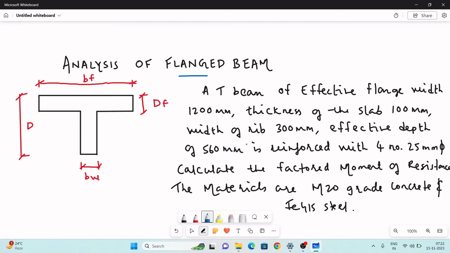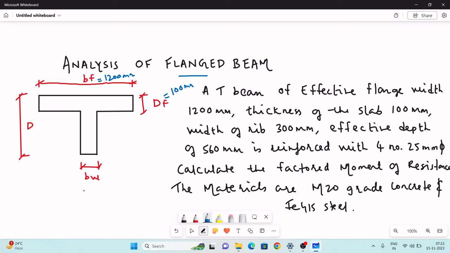Okay, so we will see one problem. A T-beam of effective flange width 1200 mm. So they have given the width of the flange, that is 1200 mm, and thickness of the slab is 100 mm. By the way, thickness of the slab is nothing but thickness or the depth of the flange. Okay, so depth of the flange is 100 mm.